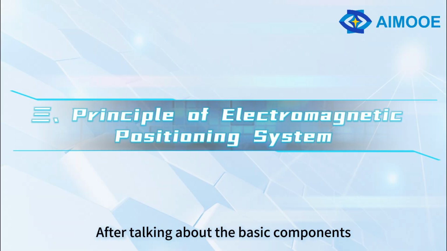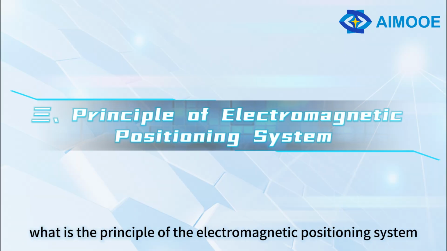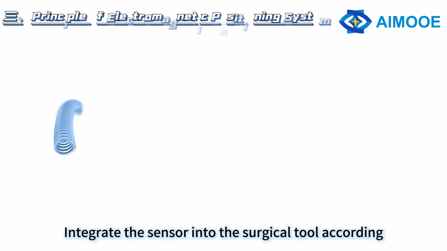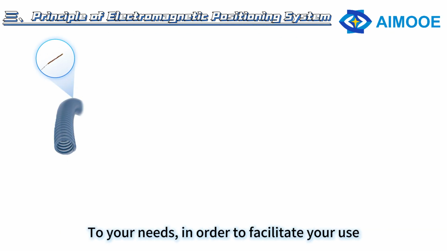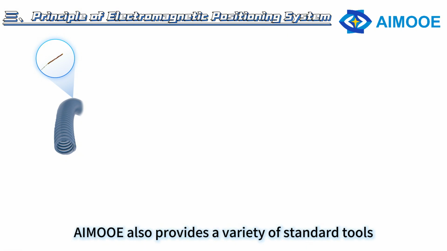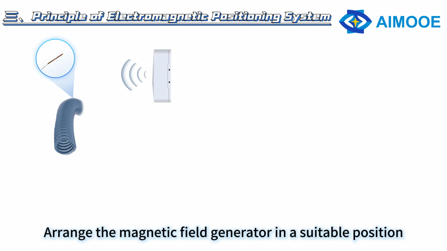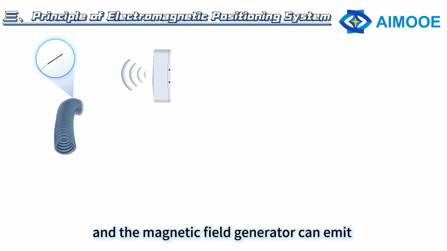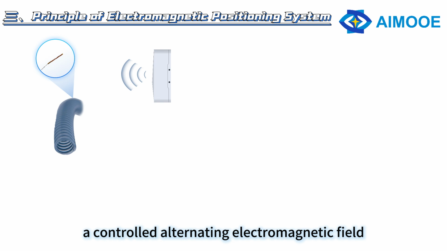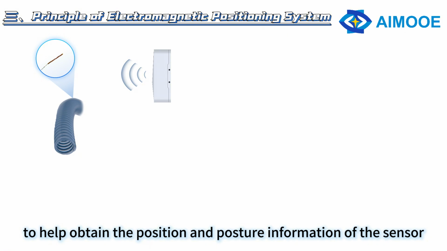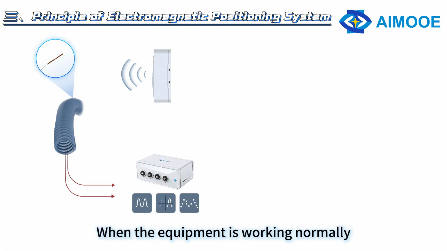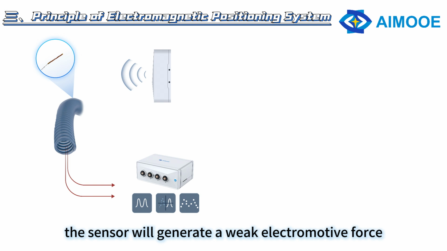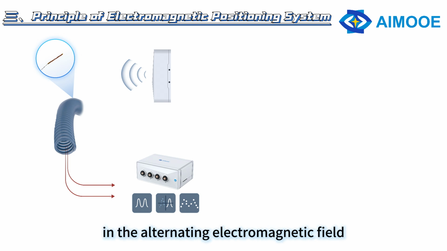After talking about the basic components, what is the principle of the electromagnetic positioning system? Integrate the sensor into the surgical tool according to your needs in order to facilitate your use. Arrange the magnetic field generator in a suitable position so that the magnetic field covers the surgical space. The magnetic field generator can emit a controlled alternating electromagnetic field to help obtain the position and posture information of the sensor. When the equipment is working normally, the sensor will generate a weak electromotive force in the alternating electromagnetic field.